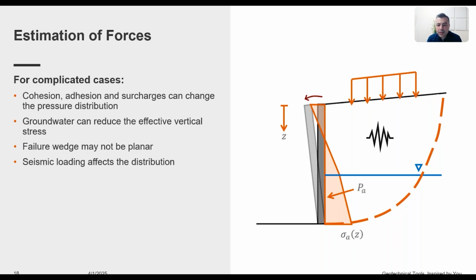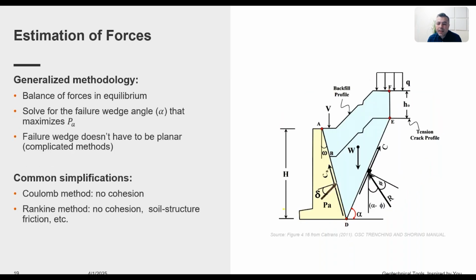However, this simple planar active pressure is not always the case. When you have cohesion, adhesion, and surcharge, they can change the pressure distribution. Groundwater can reduce the effective vertical stress. The failure wedge may not be planar, and seismic loading affects the distribution as well. So it can be a nonlinear case like this.